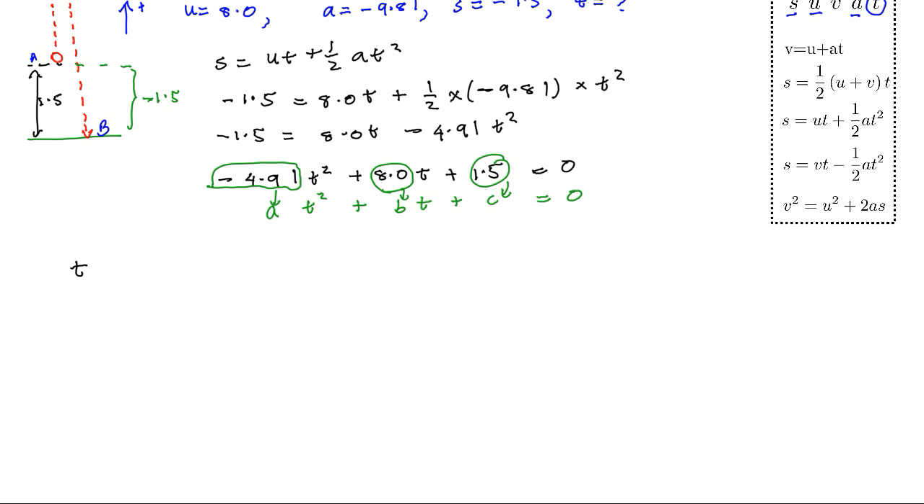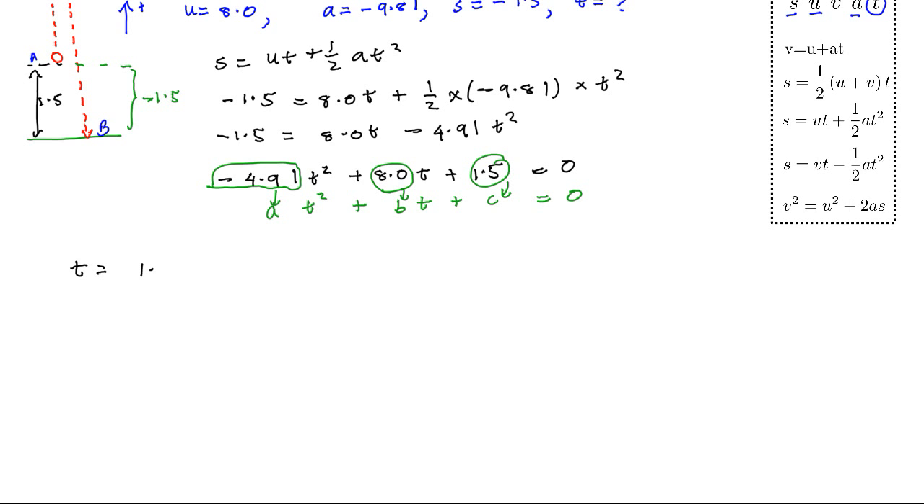How do I do that? Solve. I'm asking my calculator to solve something, but it's refusing to do that. I think I have to go, yes, I have to go to equation. Yeah, quadratic. A is minus 4.91. B is plus 8, and C is 1.5. And then one of the solutions I'm getting is 1.799.